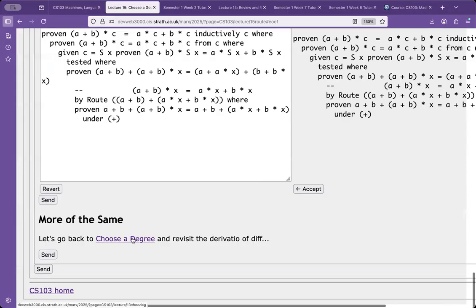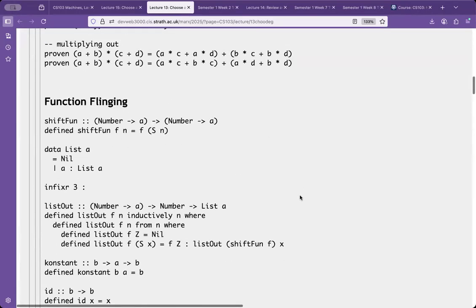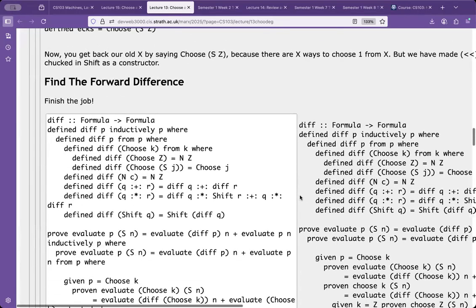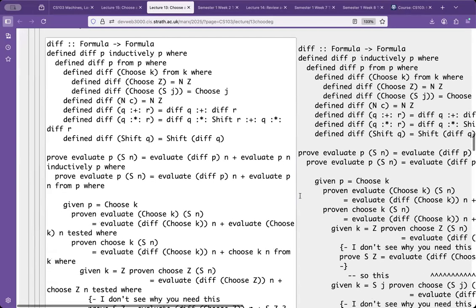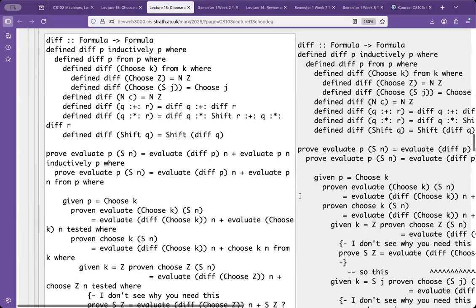Okay, so the plan is now that we do a more substantial thing just from a previous lecture. Right. So we did all this stuff with our new version of diff for formulae involving choose.